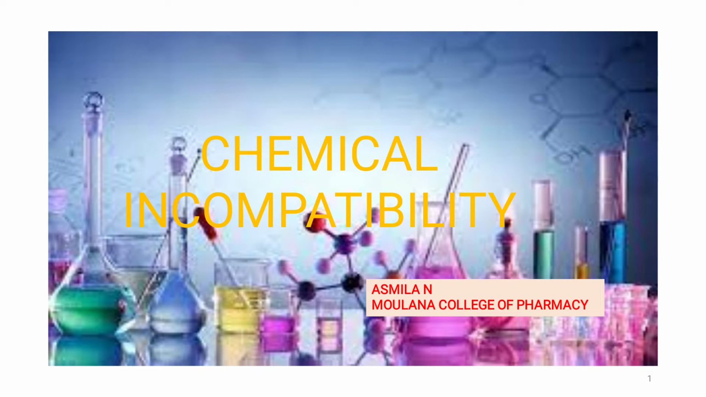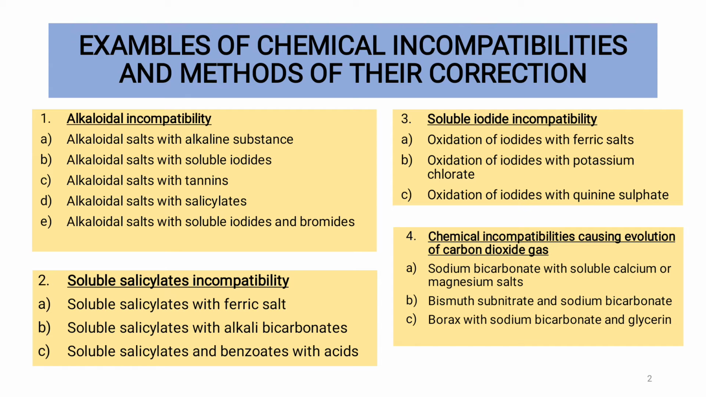Okay, now we have to discuss chemical incompatibility. In the last class, we started with the introduction and went up to precipitate-yielding interactions. Today we will discuss examples of chemical incompatibilities which cause precipitate formation, and methods of their correction.